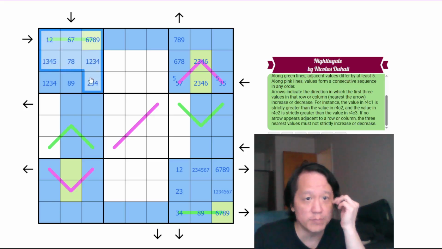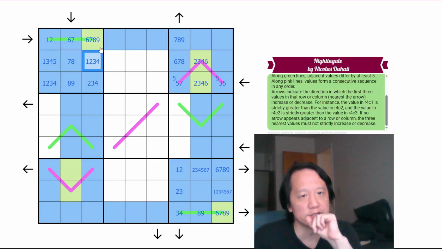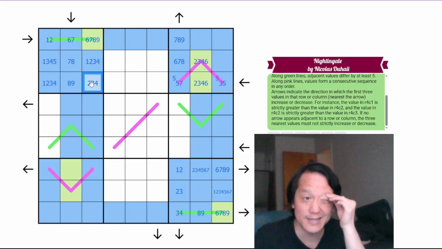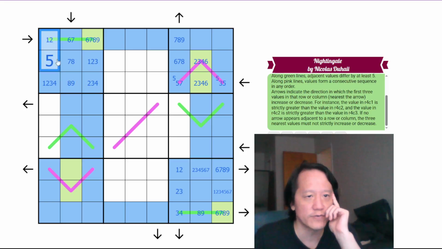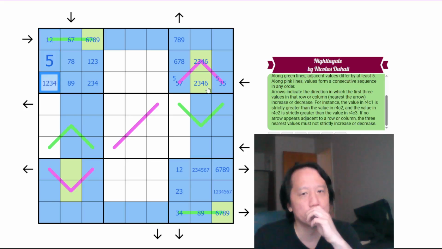Where is 5 in box 1 then? Cannot be here, because if this is 5, that would be greater than that digit. This digit has to be less than this. So 5 has to be here, which means it's increasing from, and that works fine.